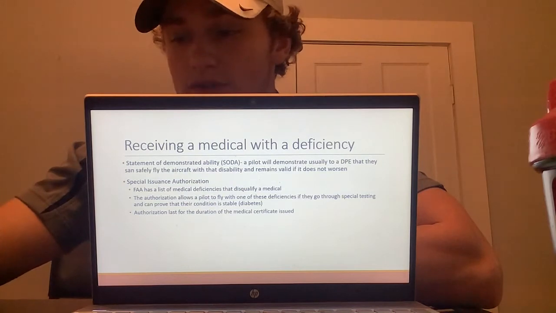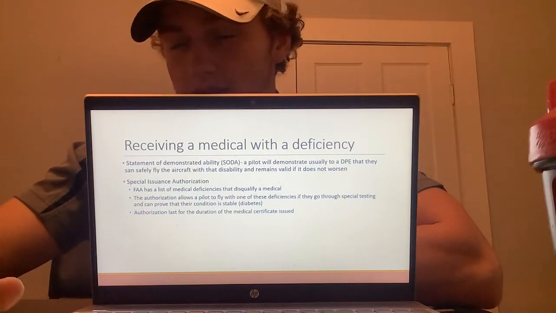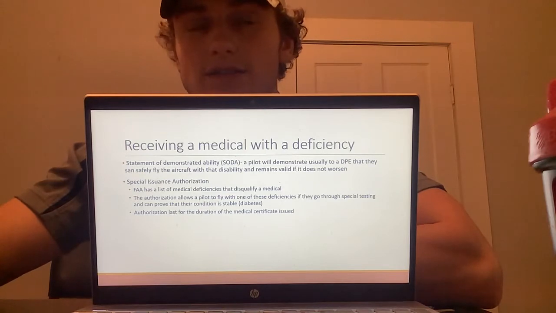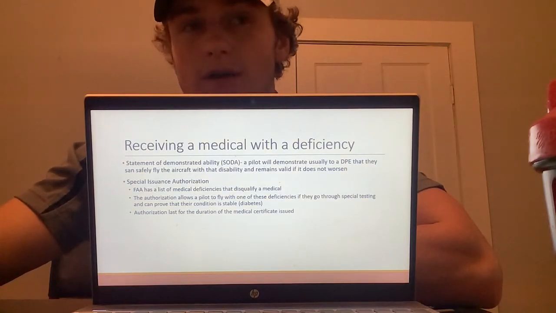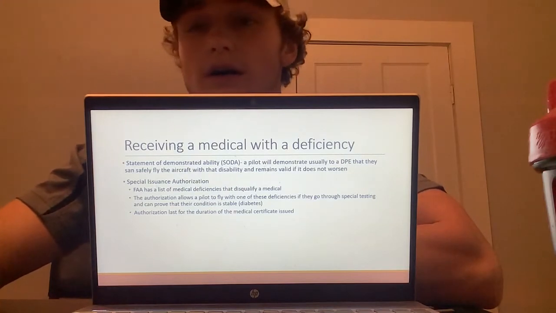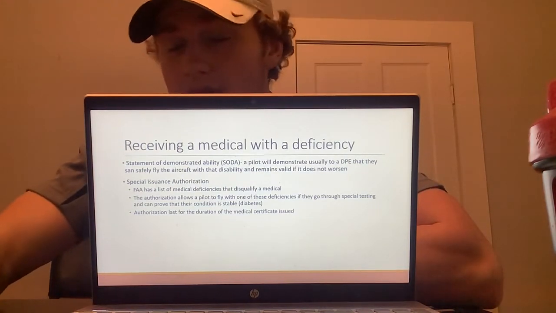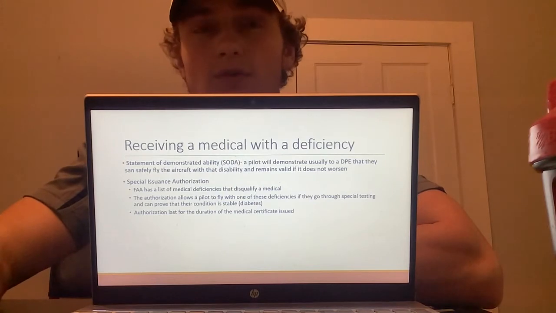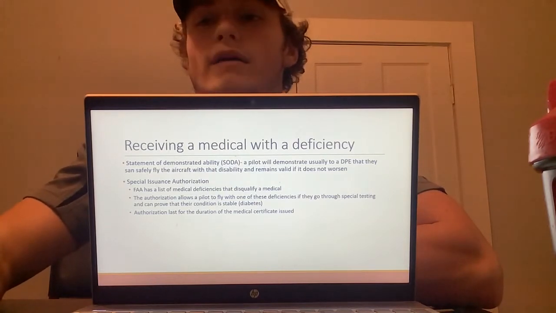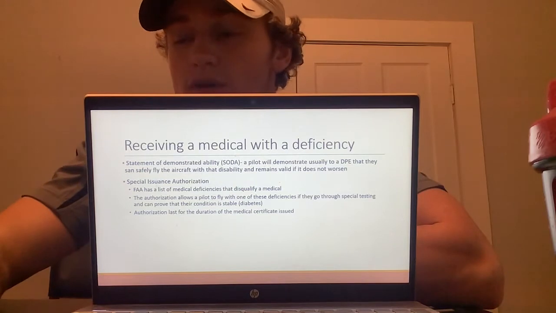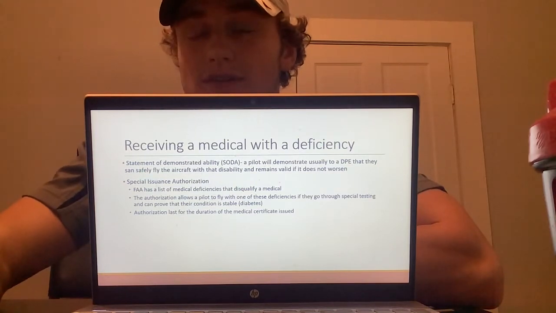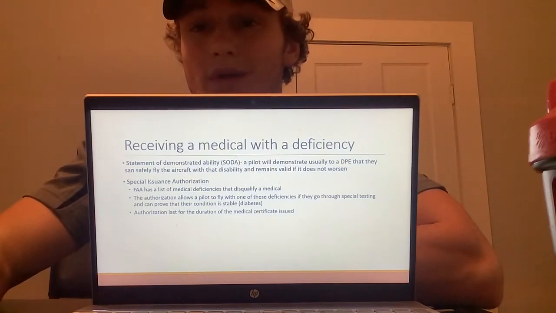If you pass and he signs you off and says, "Yep, you're okay to fly," it won't expire unless your symptoms get worse. That is one way to do it. Another way to do it, say you have a medical, but then all of a sudden you now have diabetes. As long as that deficiency is stable, you can get what's called a special issuance authorization, which basically allows you to have your medical with this deficiency.